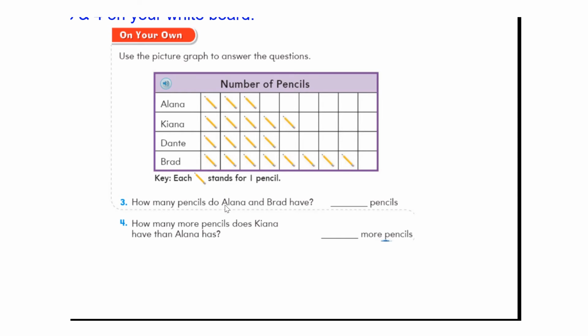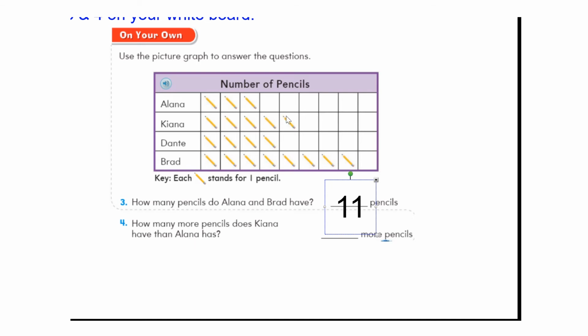How many pencils do Elena and Brad have? So we have Elena with 3, and we have Brad down here with 8. 8 plus 3 is what? Yep, 11.